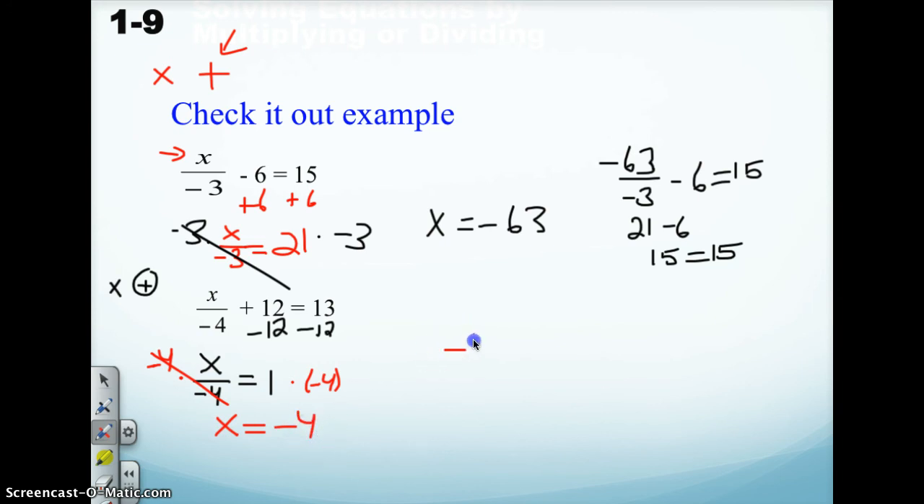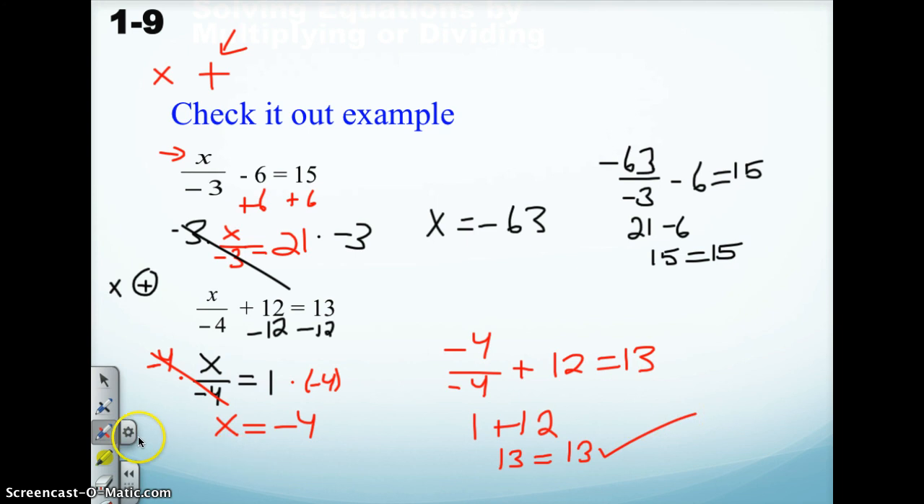Check your answer, plug it back in. Okay, negative 4 divided by negative 4 is 1. 1 plus 12, 13, equals 13. Awesome.